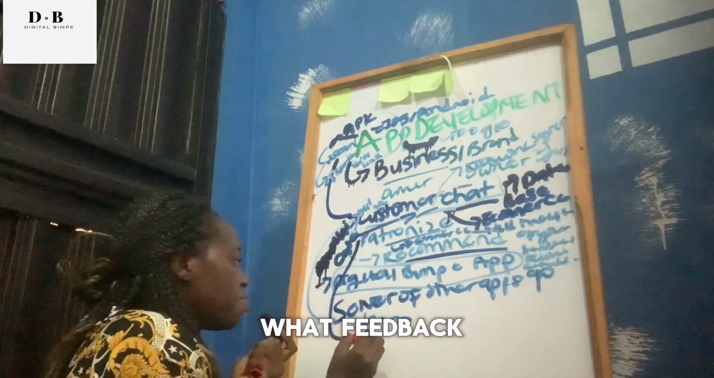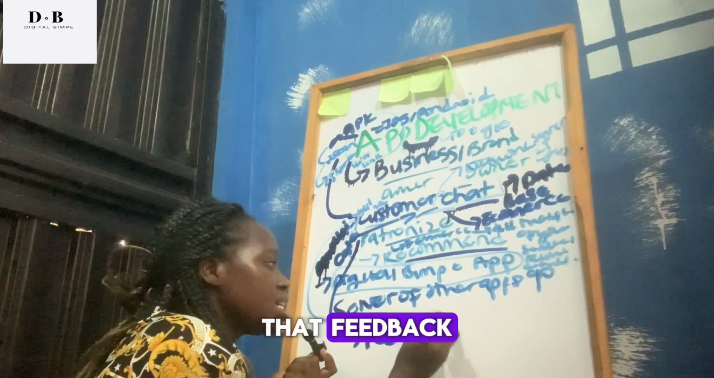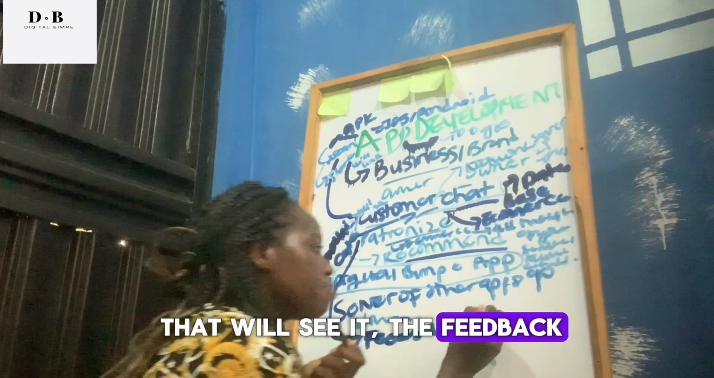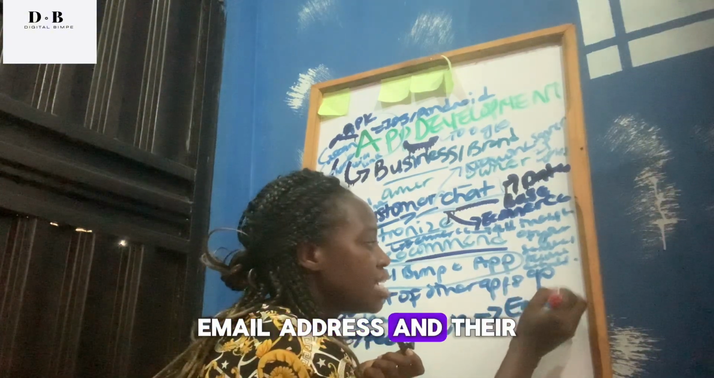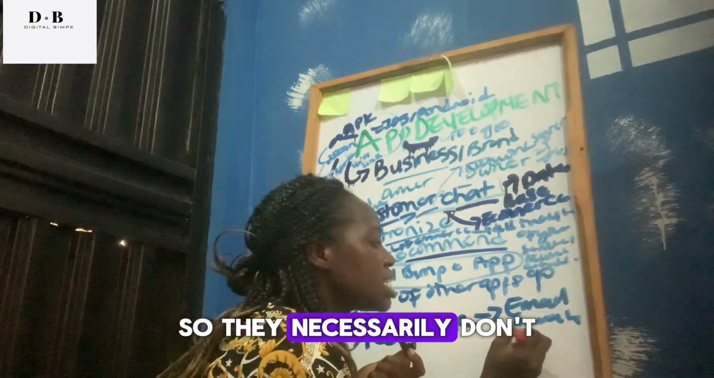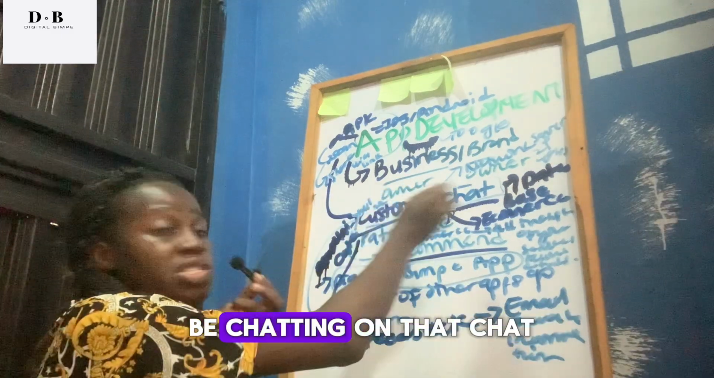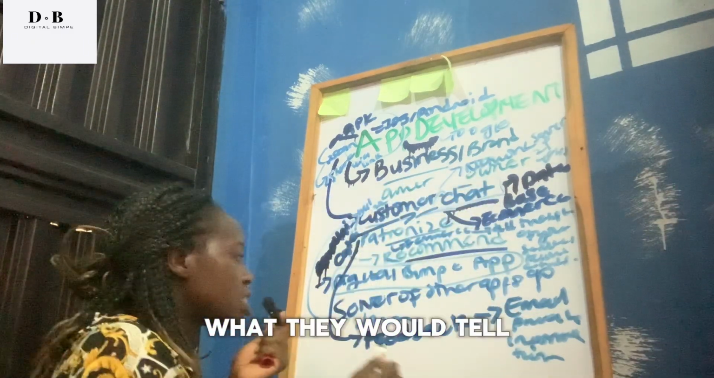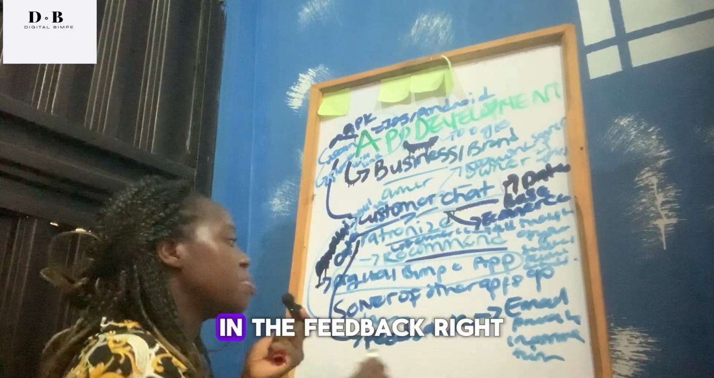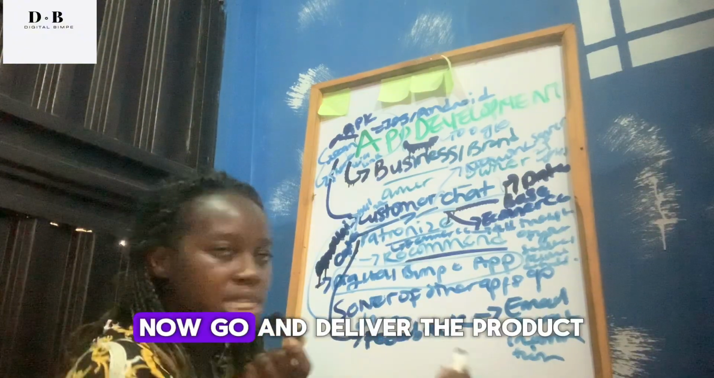They will send you what? Feedback. That feedback, it is only you that will see it. We have their email address and their private information. So they don't necessarily even need to send you private information on the customer chat, because other customers will be chatting you on that chat method too. What they will tell you more is the feedback. So they'll chat you up in the feedback, right? And then you will now go and deliver your product.